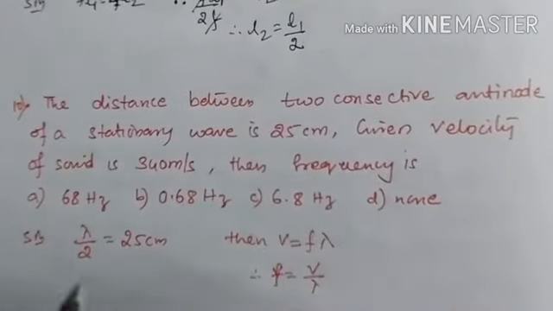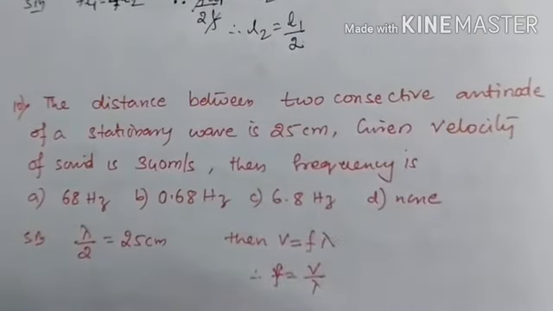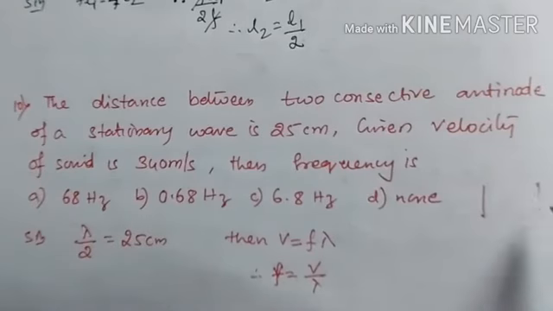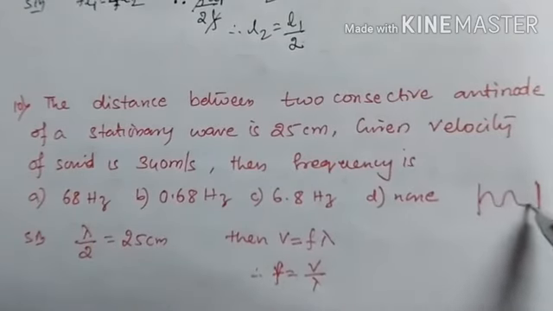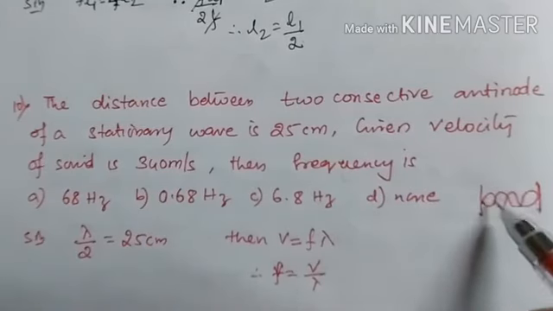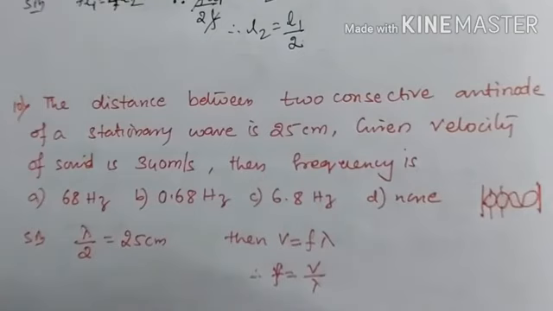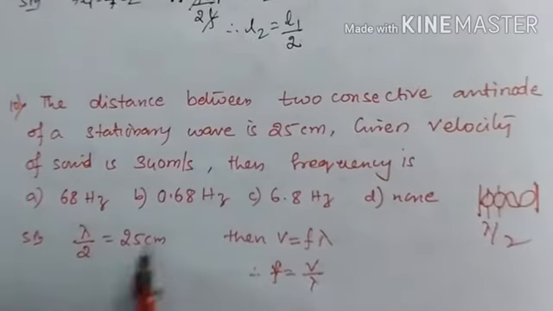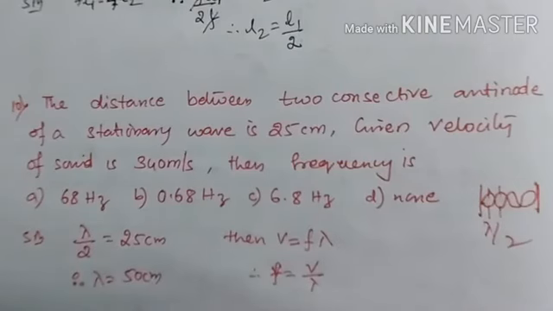Now let us come to the 10th problem here. The distance between two consecutive antinodes. Two consecutive antinodes means what? If this is the figure that we have, and this is a stationary wave, we know that these are antinodes. The distance between two consecutive antinodes is given by lambda by 2. So lambda by 2 is equal to 25 centimeters. Therefore lambda is equal to 25 into 2, which is 50 centimeters.